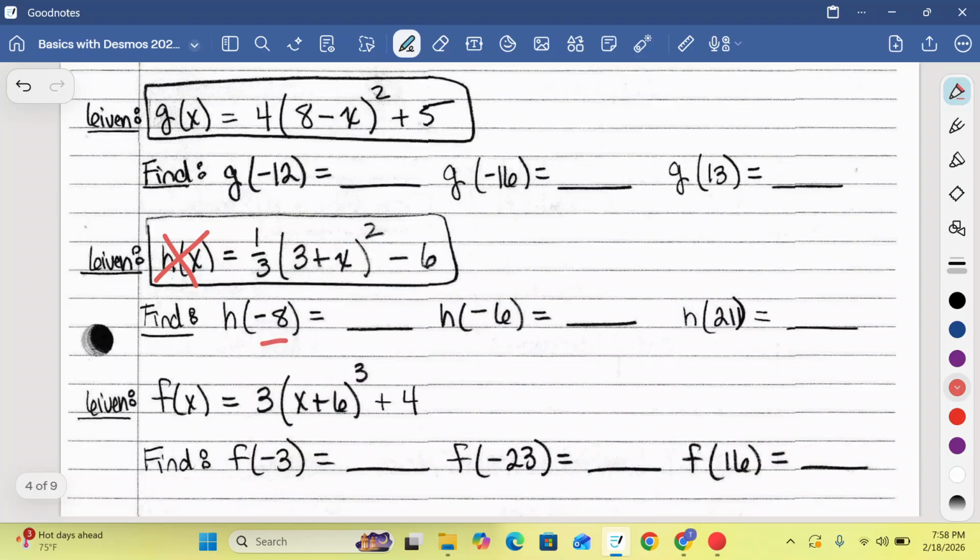Remember, x is negative 8, x is negative 6, x is 21, and I'm going to use 21. Once again, I can go ahead and just change it, and it is 21. Just the parentheses went crazy. So then I'm going to input in place of x whatever the value is for the function.